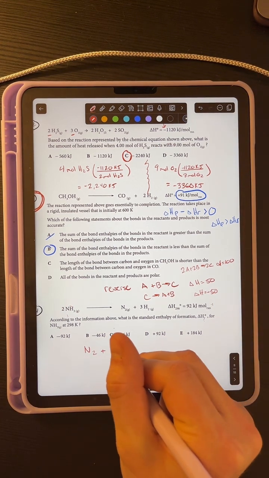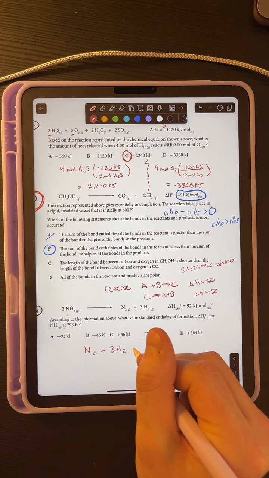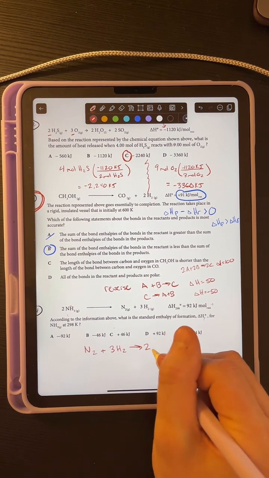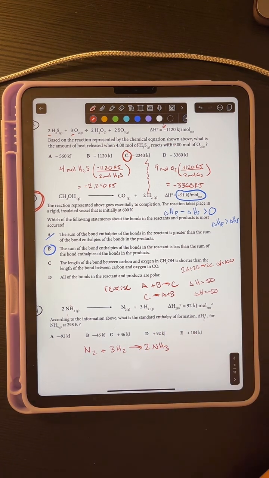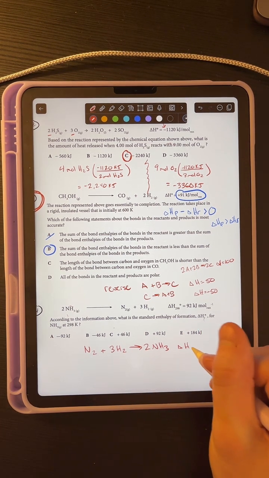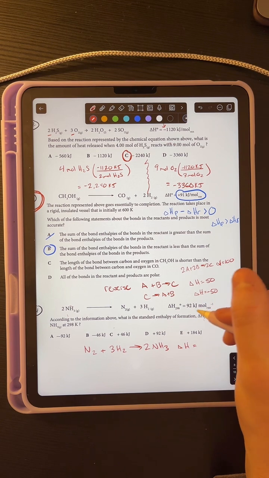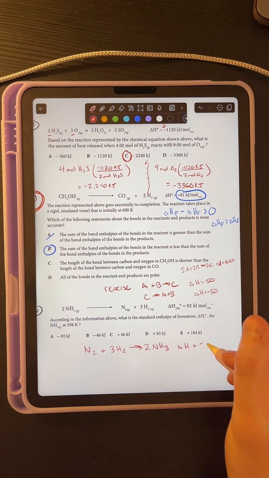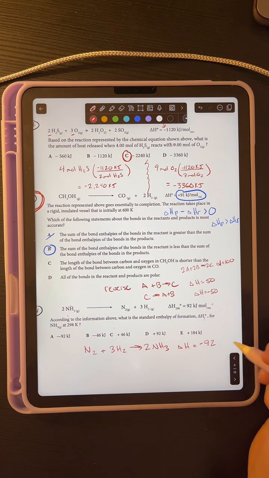So N2 plus 3H2 is going to give us 2NH3. Now, when we flipped it, our delta H now equals the opposite sign of what we started. So negative 92 kilojoules per mole.